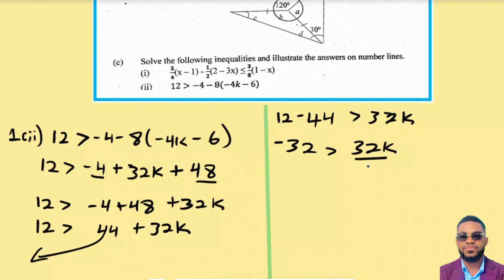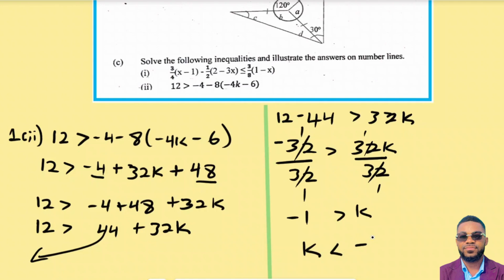So you want to find k, not 32k. So we have to divide here by 32. Here 32 by 32, so here 1, here 1. So that means we can simplify this one. So 32 here, 1, it goes into this 1. Remember, we have a negative sign there. So I'm going to get -1 greater than k, which is the same as k is less than -1. So that is how we can solve for the value of k.